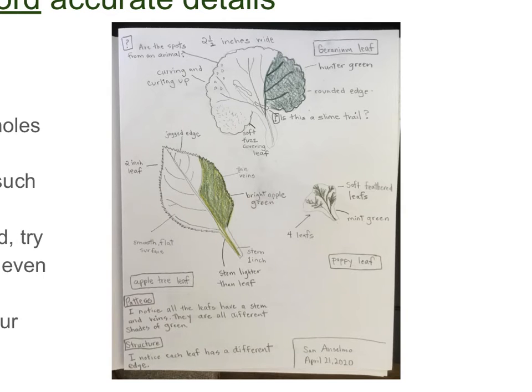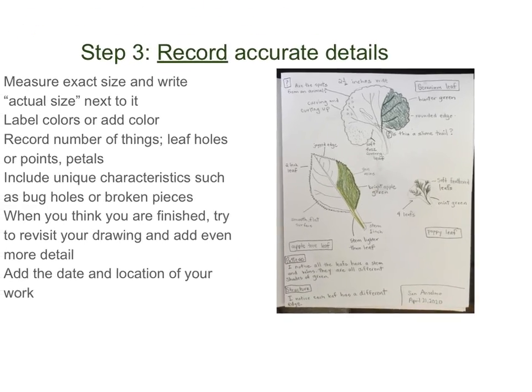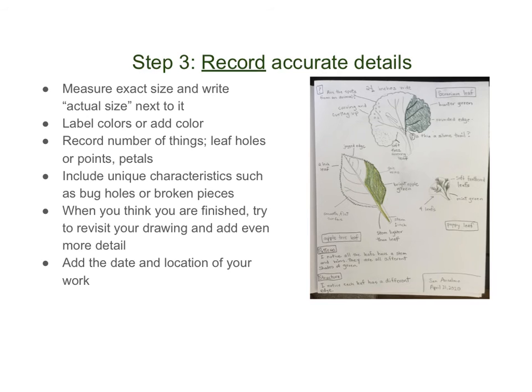Include unique characteristics such as bug holes or broken pieces. You'll notice the geranium leaf, the top leaf, I wrote a question. It says, is this a slime trail? I recorded these little lines that I noticed looked a little bit slimy, and I know slugs and snails love to eat geranium flowers. Then I also recorded another question. There were some details, these little spots and dots on the leaf, and I asked, are these spots from an animal? When you think you are finished, try to revisit your drawing and add even more detail. Be sure to add the date and location of your work.